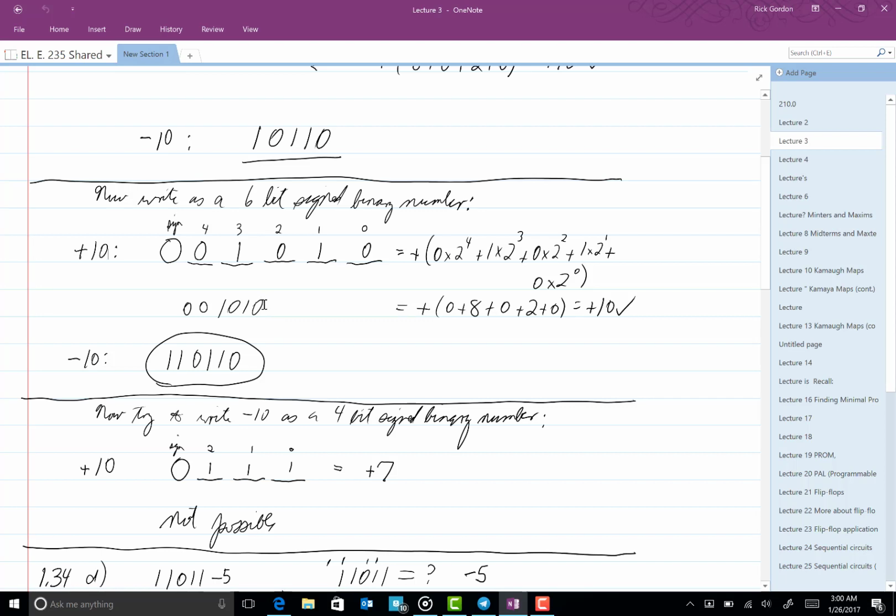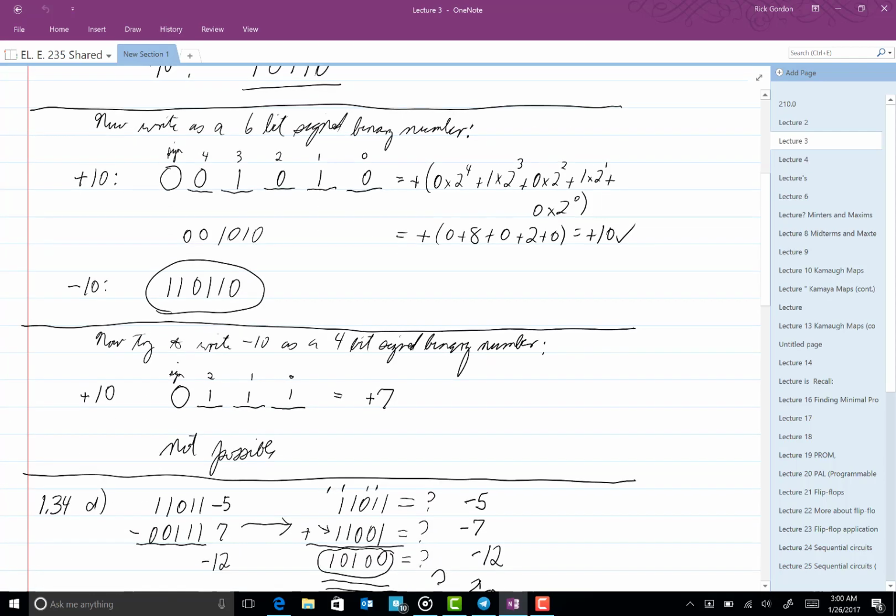And so again, to take the 2's complement, the easiest way to do that is start from the right and move to the left until you encounter the first 1. Keep those numbers the same, but then invert everything after that. So we have 1 1 0 1 1 0, and here it is, 1 1 0 1 1 0. So that's how we take care of that. That's how we write negative 10 as a 6-bit signed binary number in 2's complement representation.